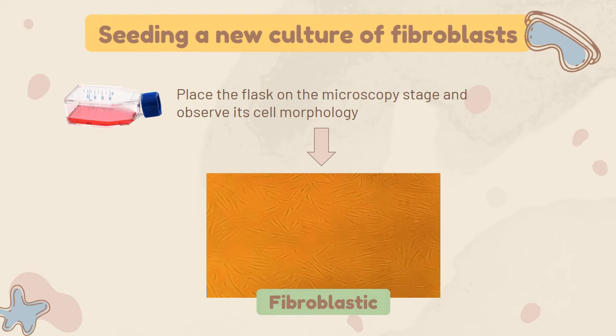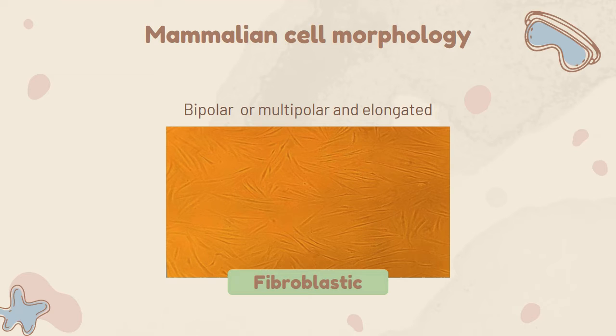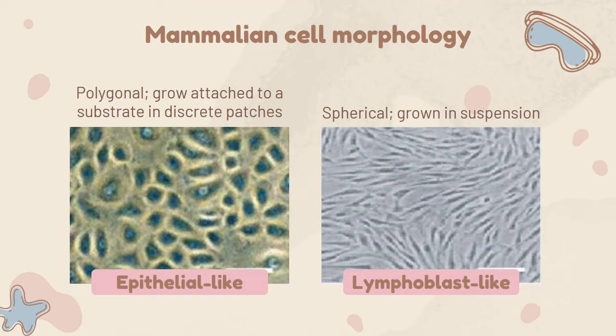Going back to our experiment, after removing the flask from the incubator, place the flask on the microscopy stage and observe its cell morphology. The cells observed in the lab simulation were fibroblastic cells, which are bipolar or multipolar and have elongated shapes. The other 2 categories of mammalian cells based on morphology are epithelial-like and lymphoblast-like. The former are polygonal in shape and they grow attached to a substrate in discrete patches, while lymphoblast-like cells are spherical in shape and they grow in suspension.